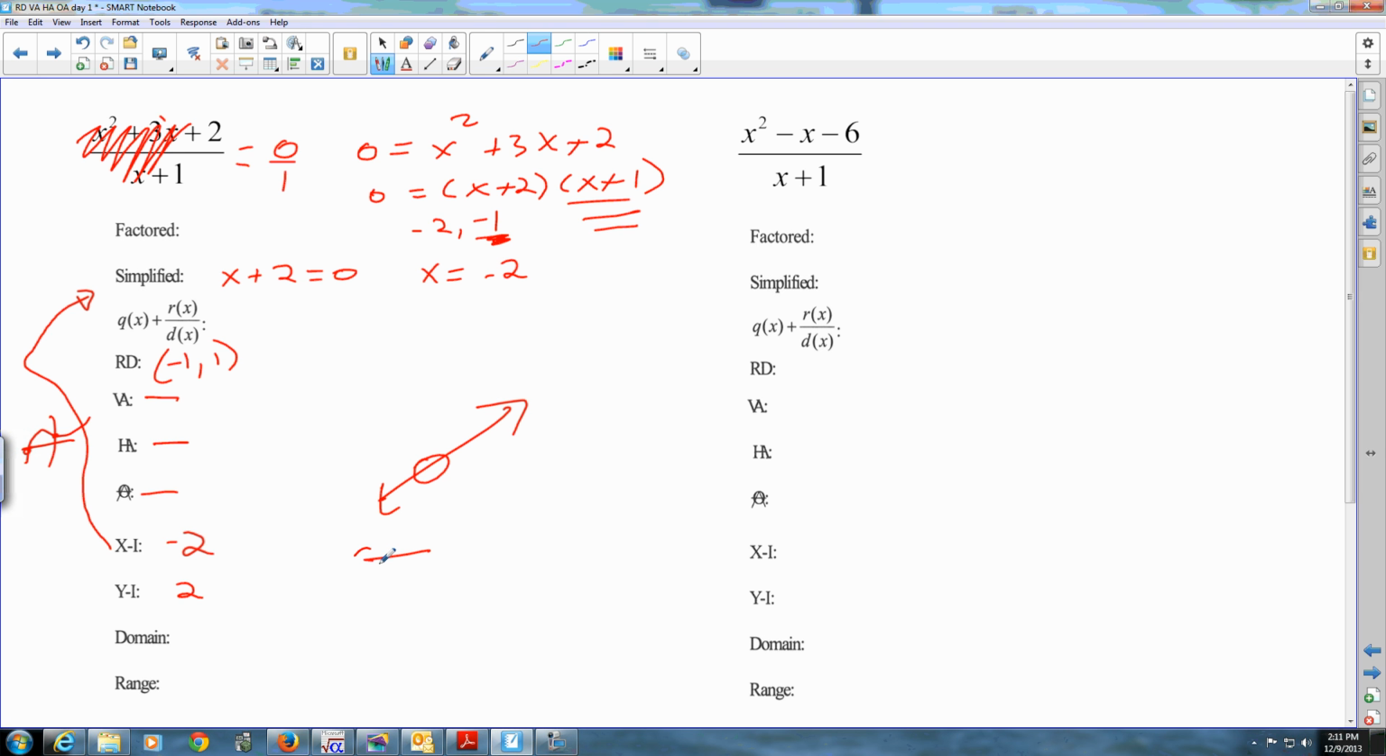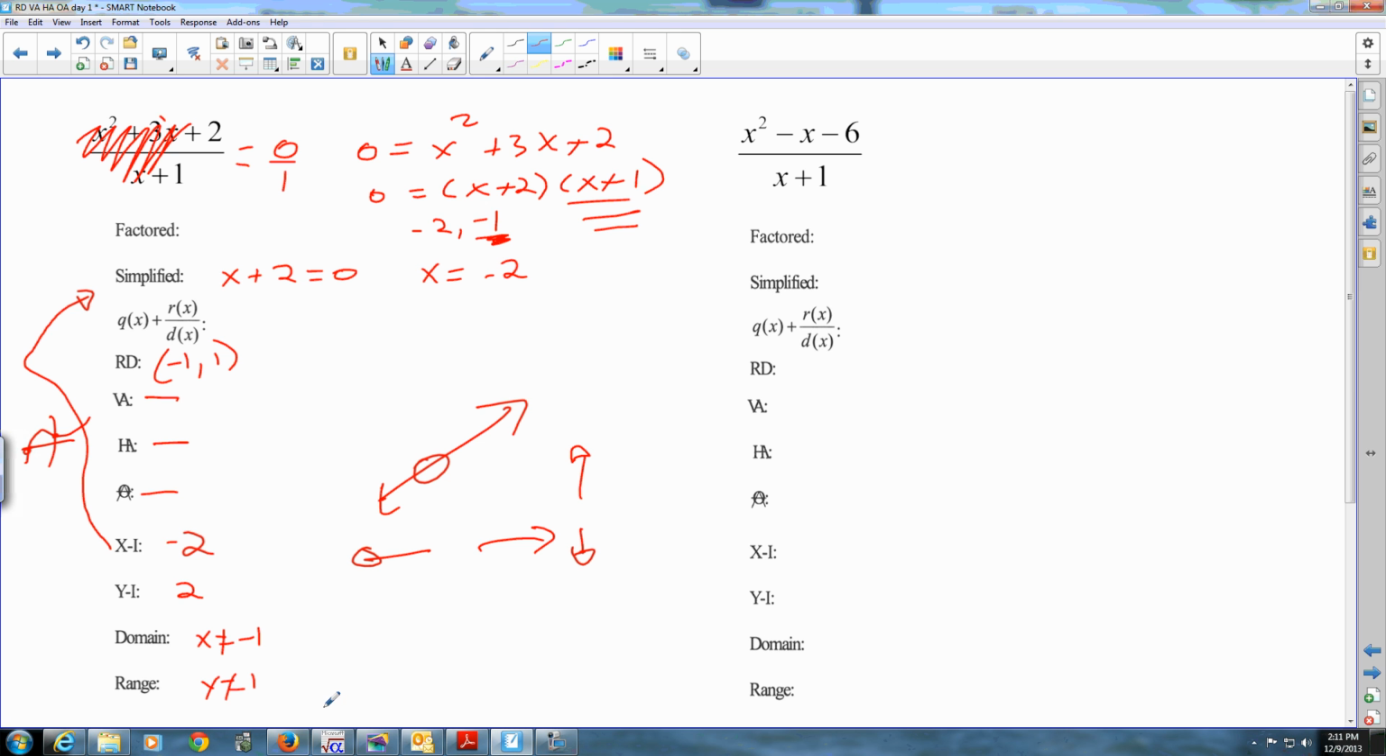Domain. Can you go as far left as you want? Yeah, as far right as you want. Yeah. Do you have any holes or gaps in the middle? Yep, you got a hole. The hole is where x is -1, so x cannot be -1. Range. Can you go as high as you want? Yes. As low as you want? Yes. But do you have any holes or gaps? Yep, you sure do. You've got a hole. What can't the y value be? The y can't be 1.